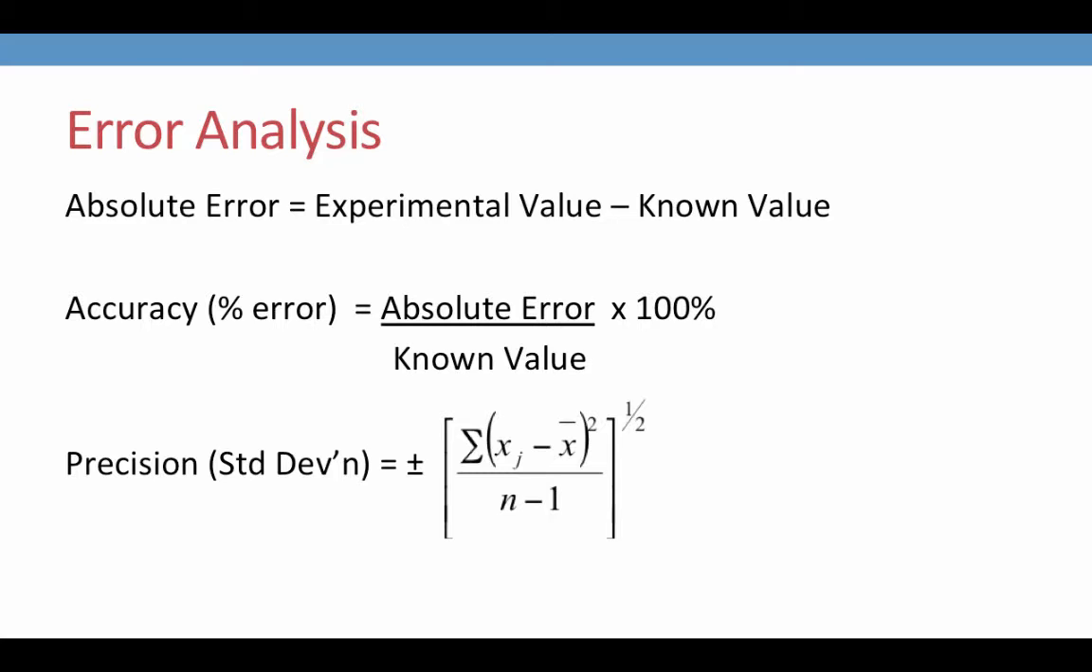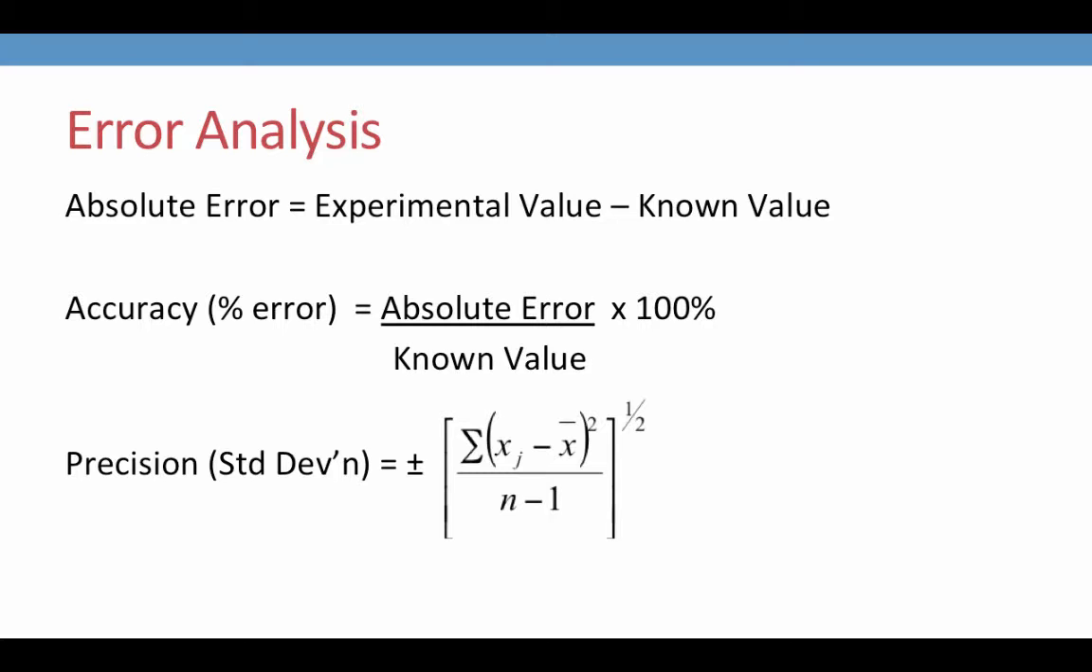To calculate accuracy, simply take your absolute error, including its positive or negative expression, and divide it by the known value and multiply by 100%. Percent error is used synonymously with accuracy.